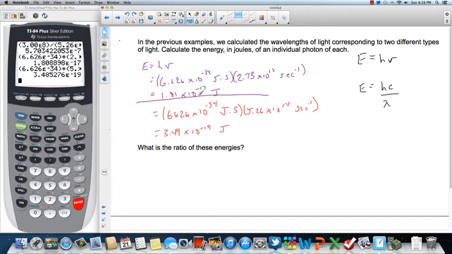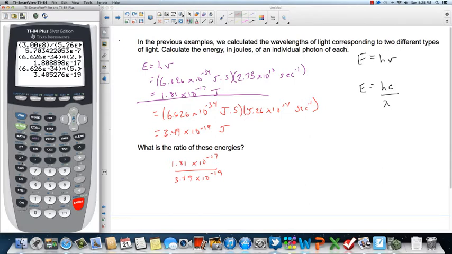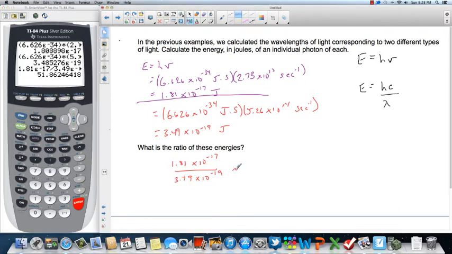And so what's the ratio of these energies? Well, to find the ratio, you divide everything by the smallest. So we take the 1.81 times 10 to the negative 17th and divide it by 3.49 times 10 to the negative 19th. And we see that it's about 51.86, so we can say it's approximately 52.